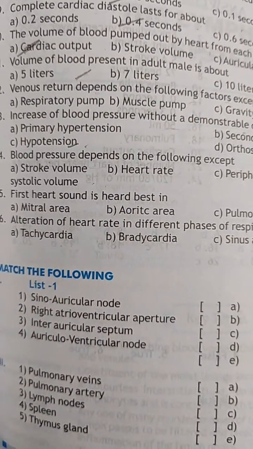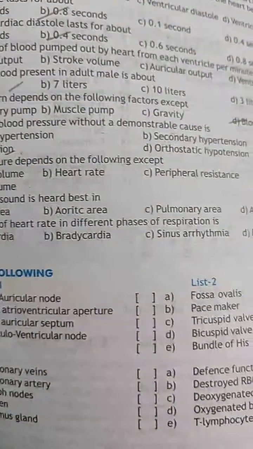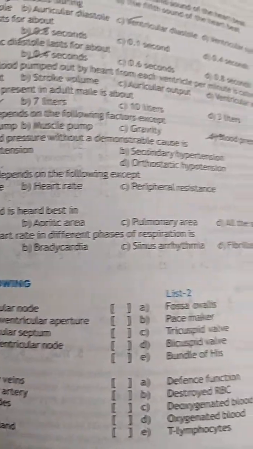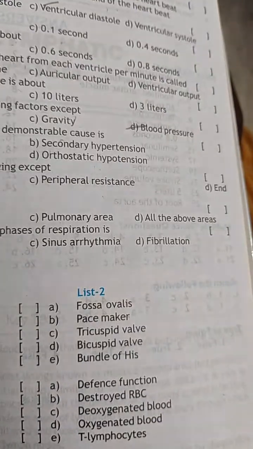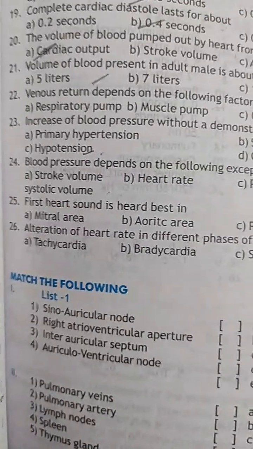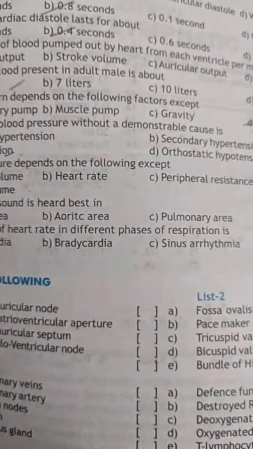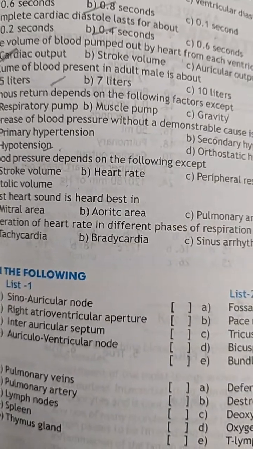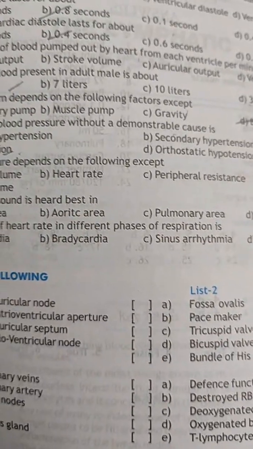Then alteration of heart rate in different phases of respiration is tachycardia, bradycardia, sinus arrhythmia, or fibrillation. The answer is sinus arrhythmia. Alteration of heart rate in different phases of respiration is called sinus arrhythmia.